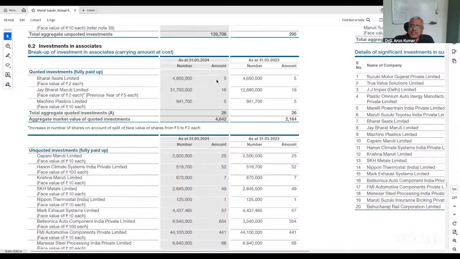If it is quoted in the market, will it be shown at a price? At the market price? No. Even if it is quoted, it will not be shown at the market price. It will be shown at the price at which it is purchased, or the market price, whichever is lower. Let me repeat. Because of the conservative principle, it will be shown as the price at which it is purchased or the market price, whichever is lower.